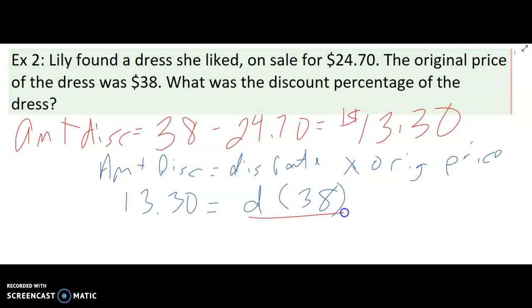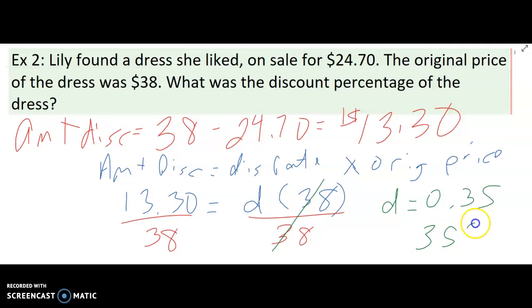So to solve the equation, because we have D times 38, to undo multiplication, we divide, which cancels out my 38. And I now know that my discount percentage, I would take $13.30 divided by 38, and that gives me 0.35. Well, it asks for a percentage, so if I change that decimal to a percent, Lily bought this dress 35% off. And that's a few examples of playing with discounts.